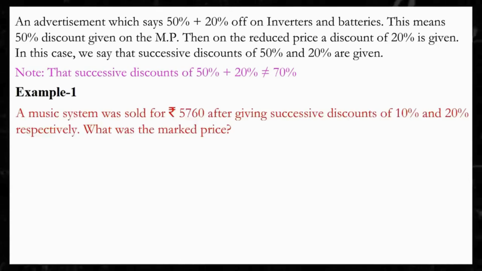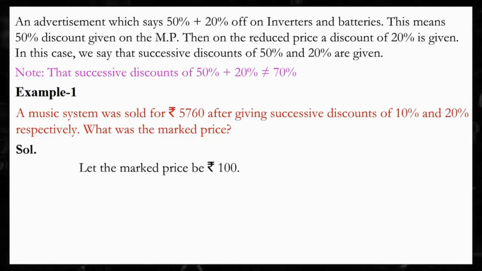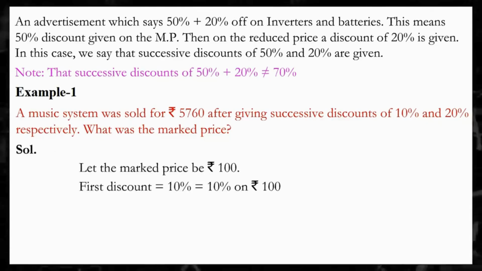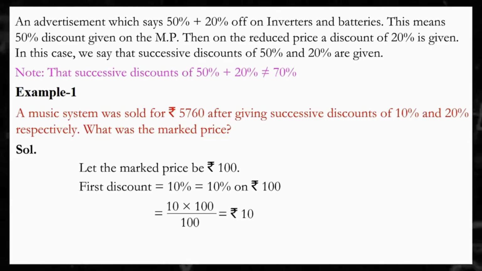Example 1. A music system was sold for rupees 5,760 after giving successive discounts of 10% and 20% respectively. What was the marked price? Solution. Let the marked price be rupees 100. First discount is equal to 10% on rupees 100 is equal to 10 into 100 upon 100 is equal to rupees 10.